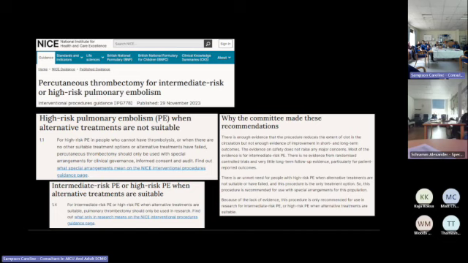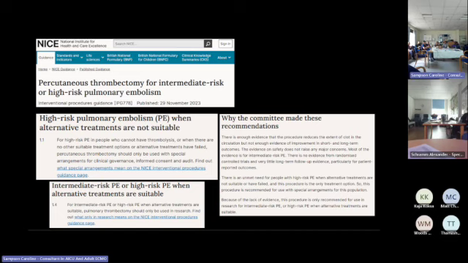I think they're a bit more conservative with regards to intermediate risk PE, and I think that's understandable given the relatively poor, or less robust, evidence base up until this point in time. And they recommend that if you want to use the device in intermediate risk patients, it should really only be in the context of research, as well as having those robust clinical governance frameworks in place.